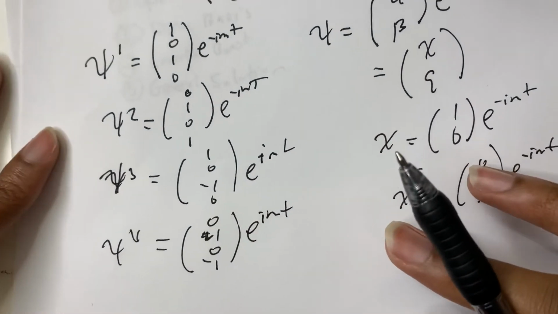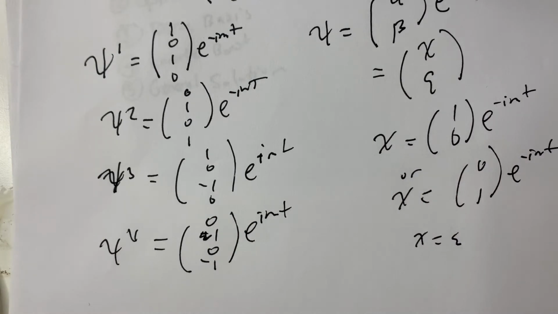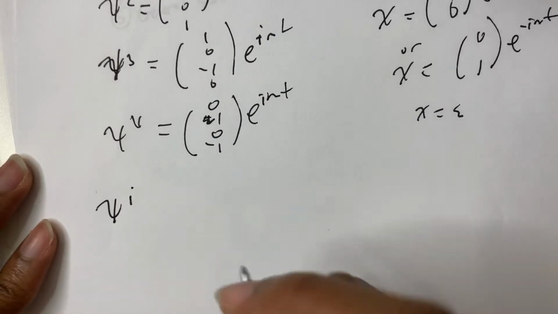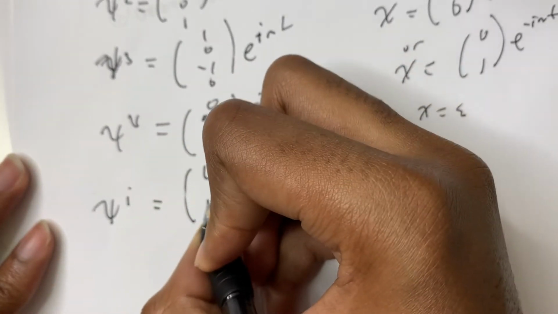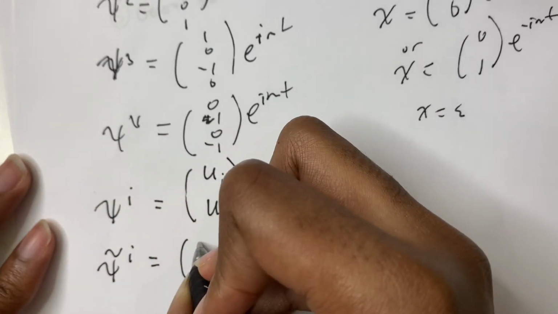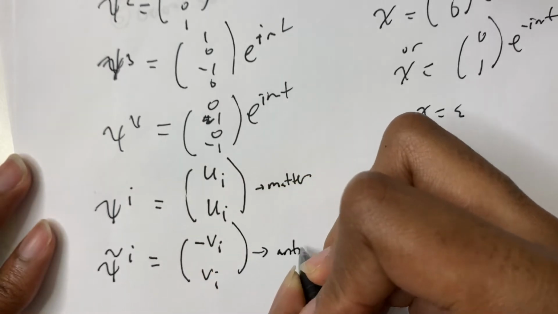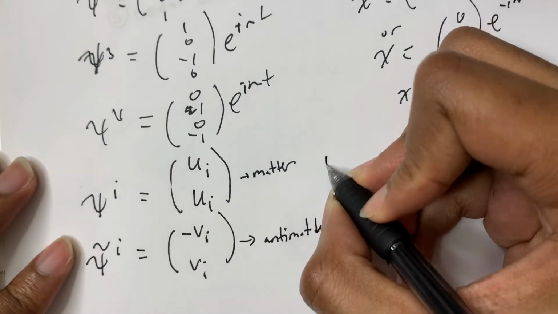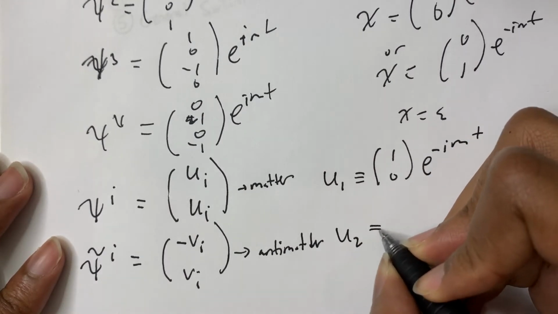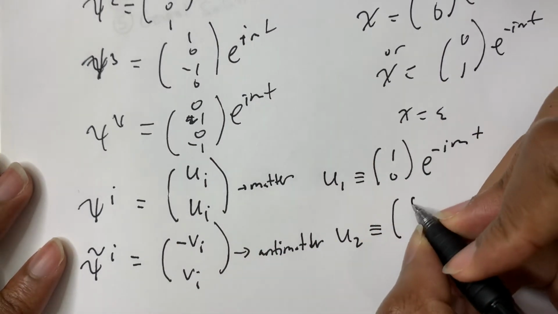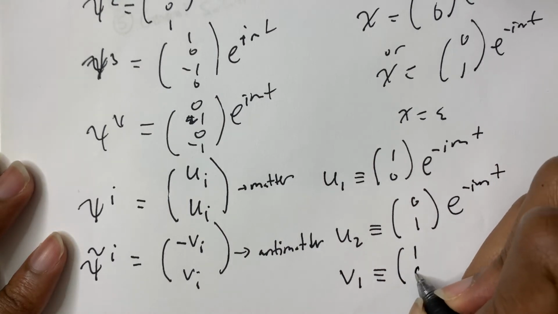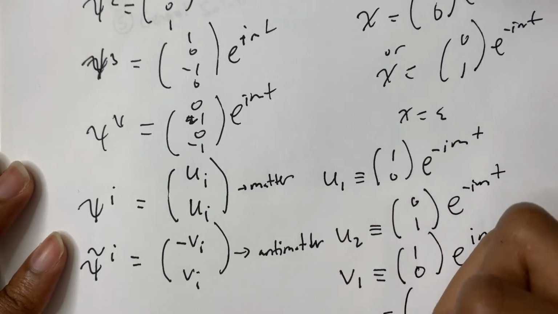Now, this can be a bit of a hassle to write all down, so what we can instead do is use a simpler notation. Let's have psi to the i be u_i for the matter, and then psi tilde i equals minus v_i for our antimatter terms, where u1 is defined as (1, 0) e to the minus imt. Also, this is all again in the rest frame, so u2 is (0, 1) e to the minus imt. v1 will be defined as (1, 0) e to the imt. Then v2 will be defined as (0, 1) e to the imt.